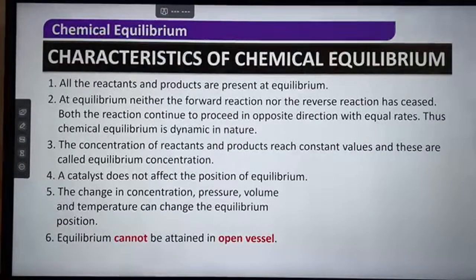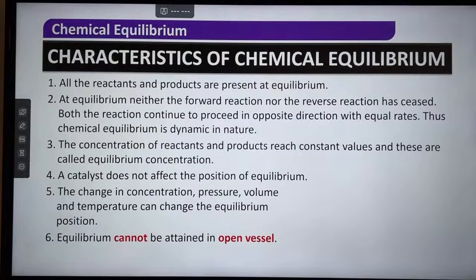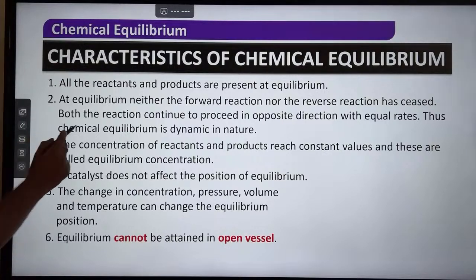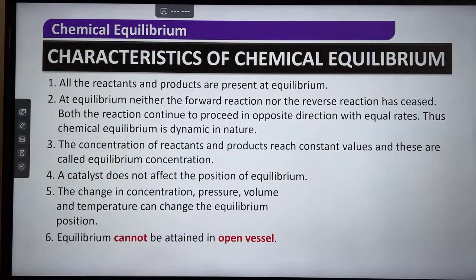Please write down these 6 points. If you remember, we have already discussed this part. Please focus. First point, reactants and products. In case of an equilibrium, both are present. Second, at equilibrium, neither forward reaction nor reverse reaction has ceased. So it's a dynamic equilibrium. Both reactions continue to proceed in opposite directions with equal rates, because we said rate of forward equals rate of backward. So dynamic equilibrium.